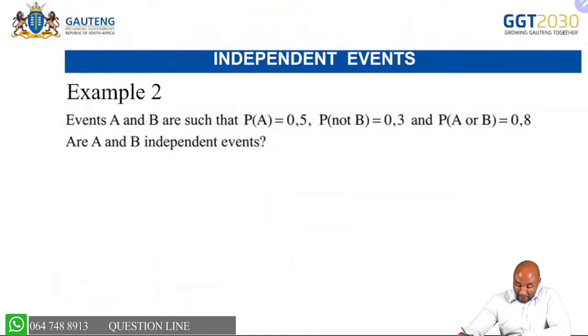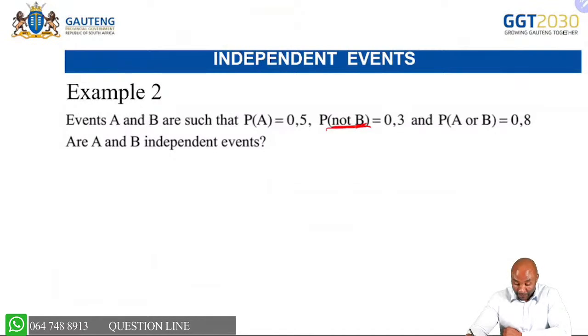Again, you are having events A and B such that the probability of A is 0.5 and the probability of not B is 0.3. This is how we get tricked in an exam if we do not read the information fully. The probability of A or B is given as 0.8. We are supposed to prove that A and B are independent events.